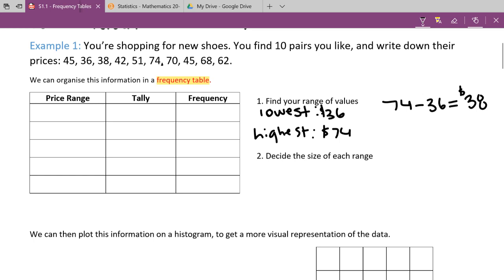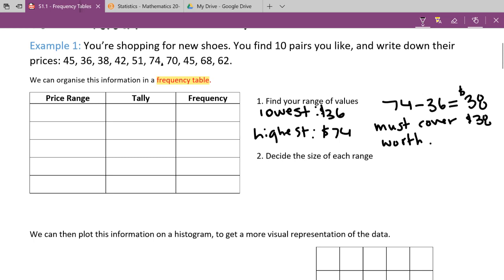And so what this is telling me is I must cover $38 worth of possible shoe prices. All right, I don't want to not include any of this data I've collected, but it also doesn't make sense for me to include data about shoes that cost $20 or shoes that cost $100 because we didn't find any of those. That's not part of our data set.